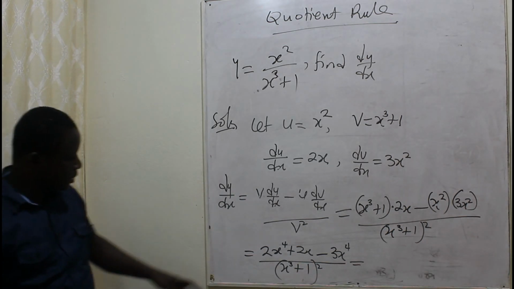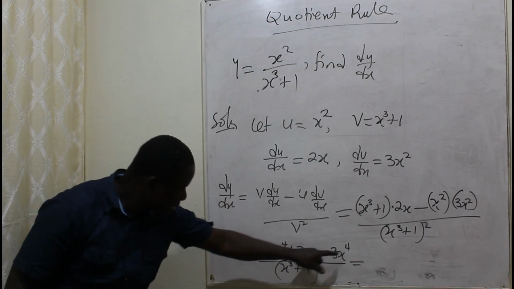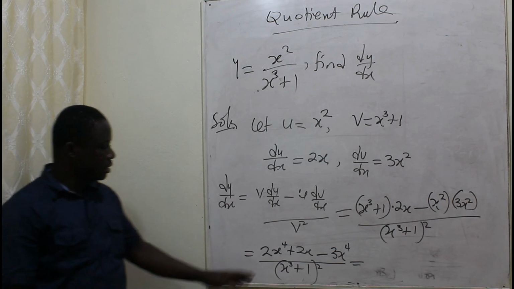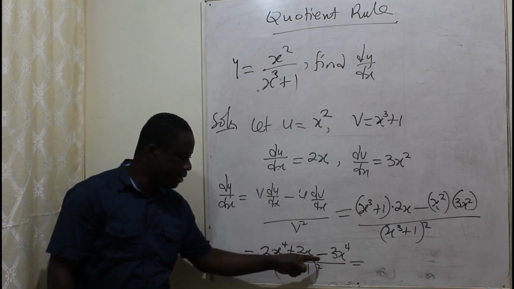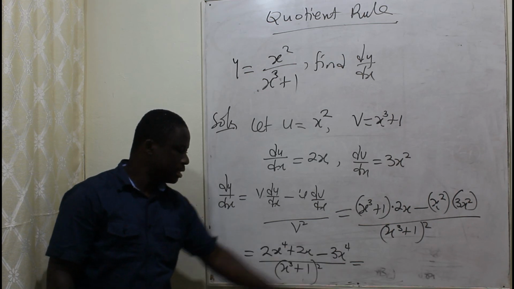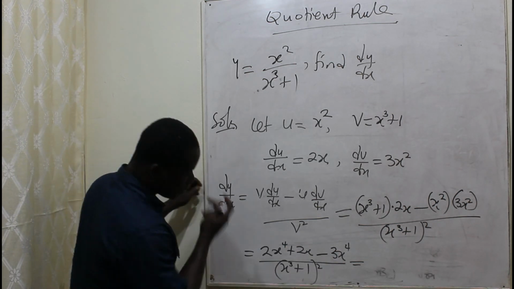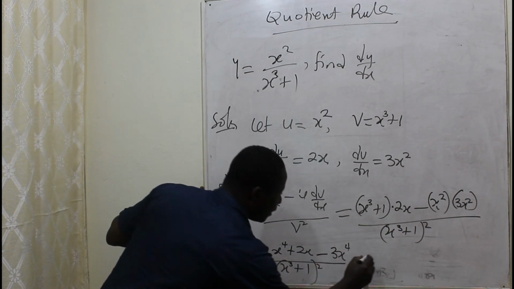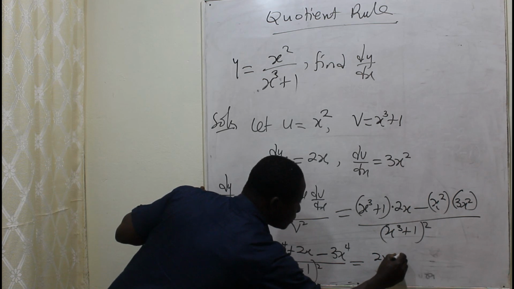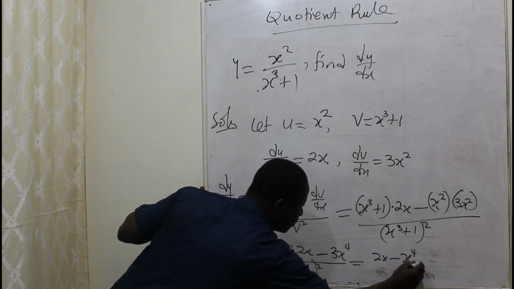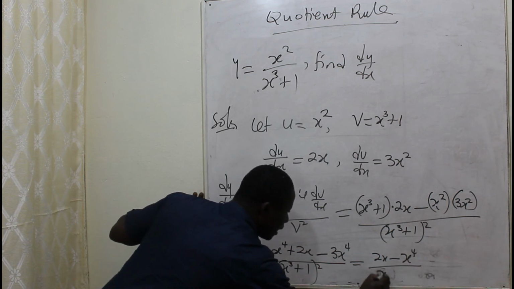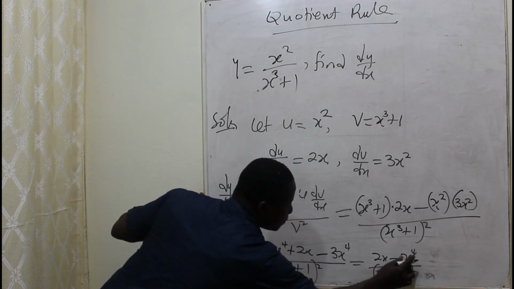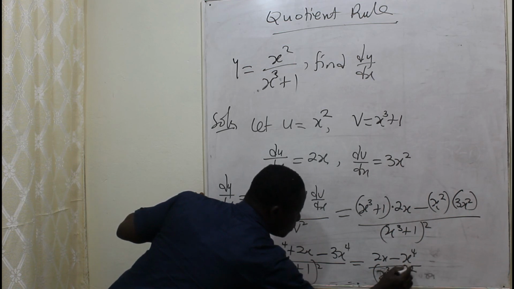Better still, these are of the same powers, so we can do subtraction. 2x power 4 minus 3x power 4 will give us negative x power 4. And we now have 2x minus x power 4 all over (x cubed plus 1) all power 2. Thank you.